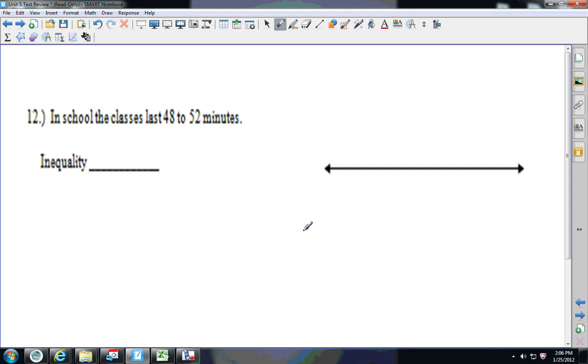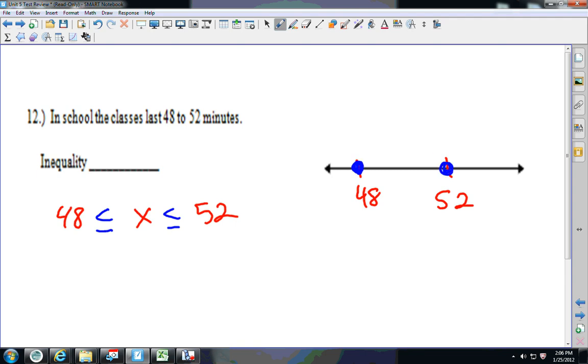Next, in school, class lasts 48 to 52 minutes. Well, the smallest amount of minutes is 48. The largest is 52. So my arrows still point to the left, and it's going to have the equal to bars on there because it can be 48 and it can be 52. Oops, that's a 50, not a 52. Let me write this. So I'd have a closed-in circle, and you would shade in between.